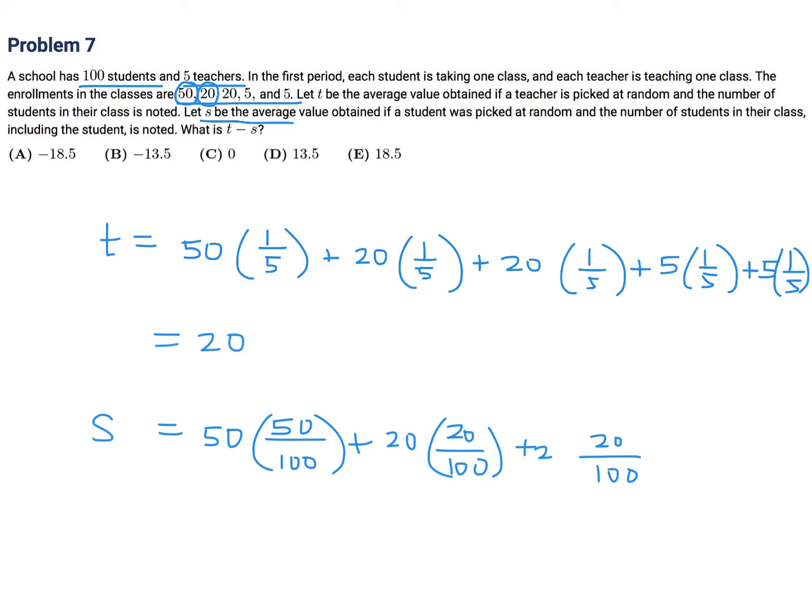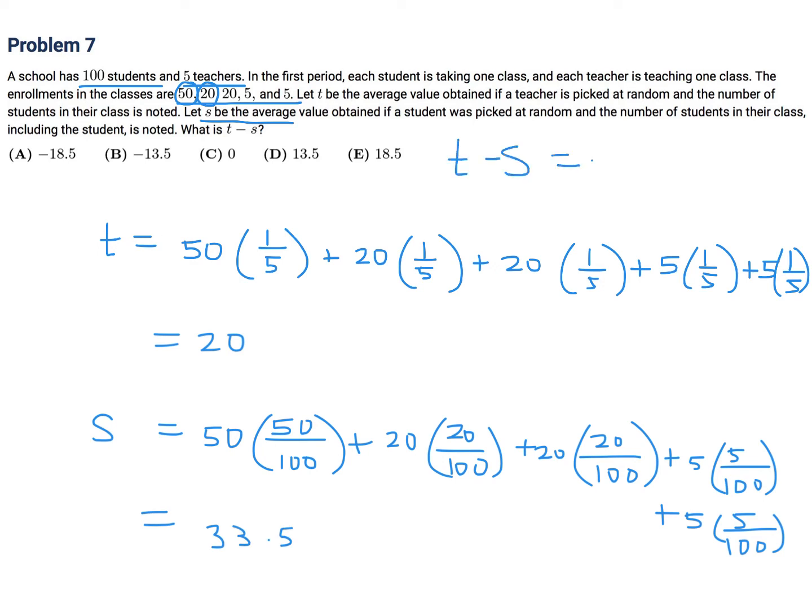So you just got to read the question a little bit carefully to ensure that the T and the S are calculated properly. And once you do, then pretty much the question is easy. When you calculate S, you get 33.5. So they want T minus S. Okay, T is 20, S is 33.5, and therefore this is minus 13.5, and that would be choice B for number 7.